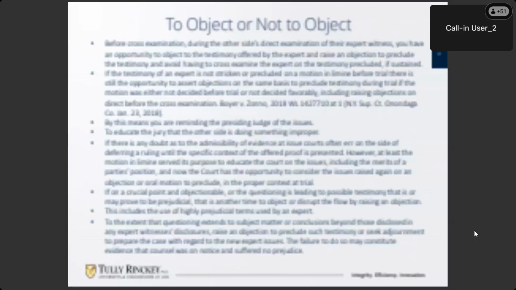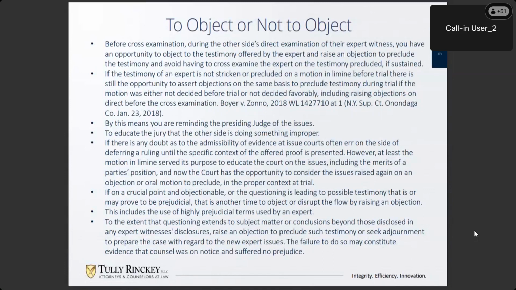Moving on, we get to the objections. And objections is another way of raising and reminding the court of any issues related to the other side's experts' trial testimony. And we get to those before we conduct the cross-examination, because if they are stricken and precluded from testifying on certain matters, then there's no reason to cross-examine them on those particular matters.